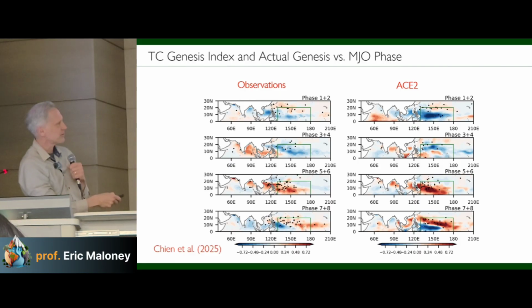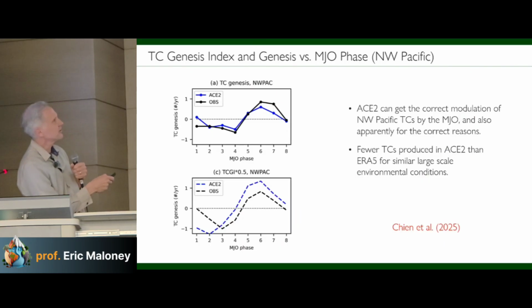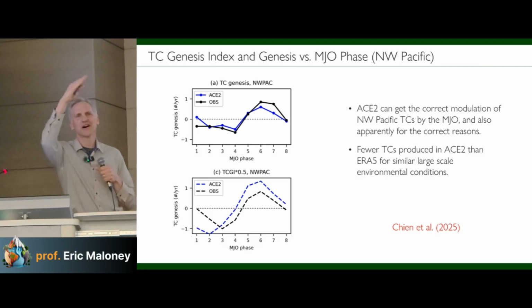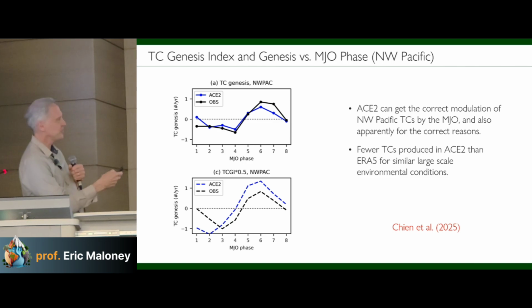And you see in observations, you tend to get most of the tropical cyclones forming where you have favorable conditions associated with the MJO. This is the AI model, very, very similar as far as eastward propagation of tropical cyclogenesis conditions and favorable conditions tending to produce an increase in tropical cyclone activity. So again, very, very promising. And then if we zoom into a particular region like the Northwest Pacific, and look at that as a function of time, you see a very nice correspondence between how the observations show the MJO's modulation of tropical cyclones and what you see in the AI model.